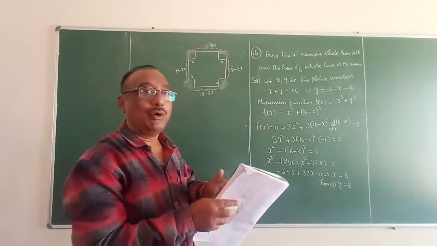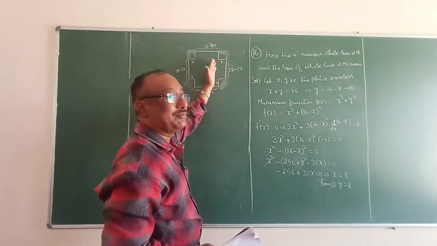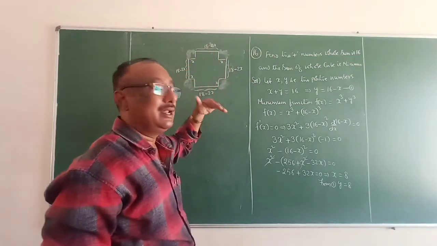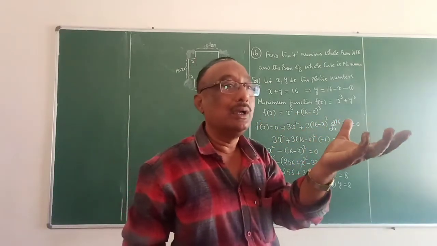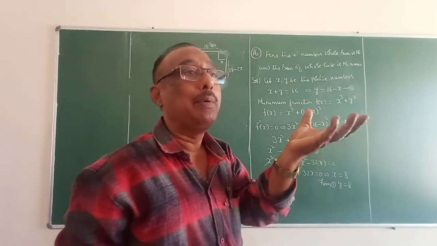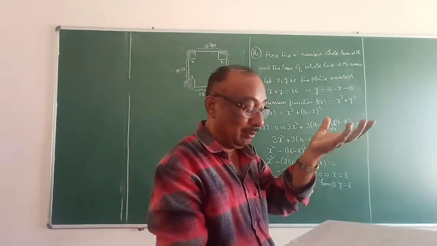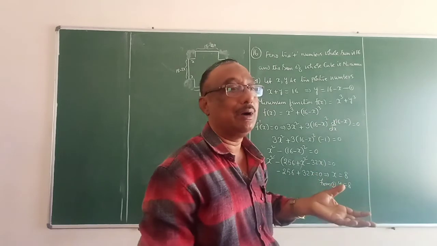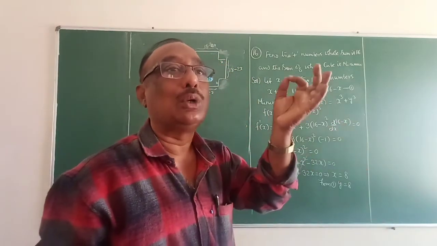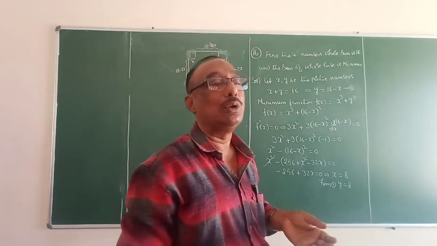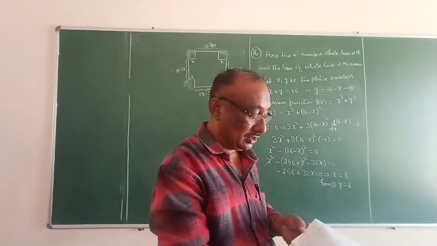So now we can fold. This part is folded upward, and so are the other parts. It will become an open box. What is given is the maximum volume of the open box. The volume of the open box is length into breadth into height. Alright everyone, we can start.